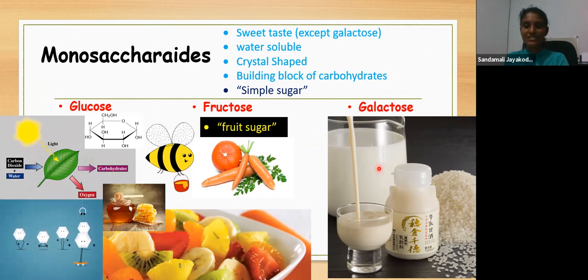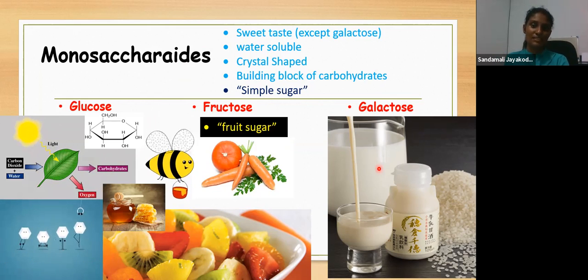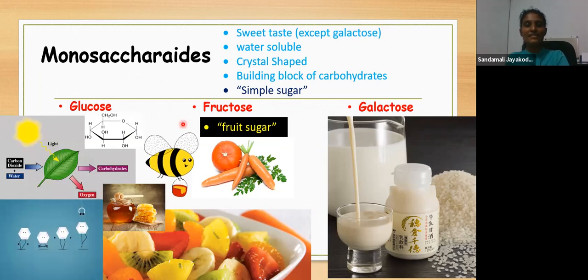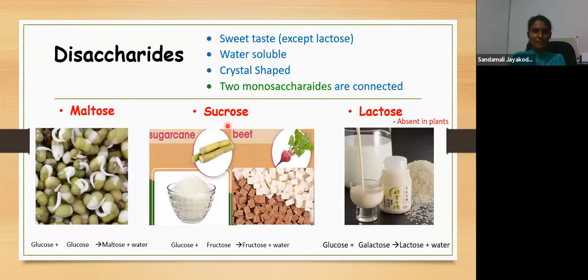Then galactose, it can be found in milk. And then we are moving to talk about disaccharides. This is our second group of carbohydrate. Here you can see examples are maltose, sucrose and lactose. In the same way as monosaccharides, they are sweet in taste.